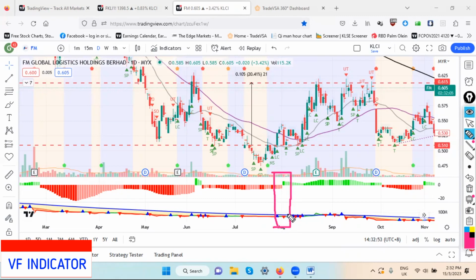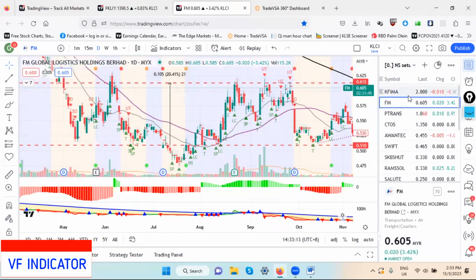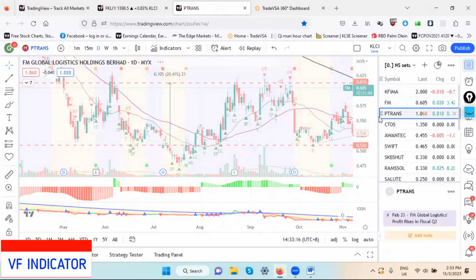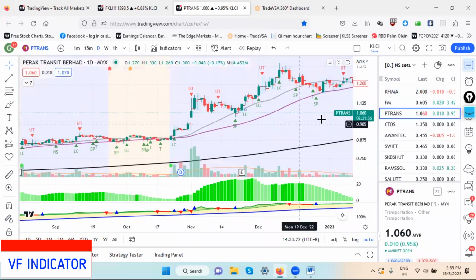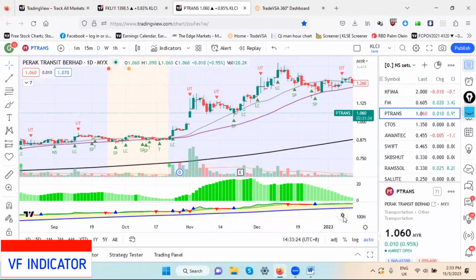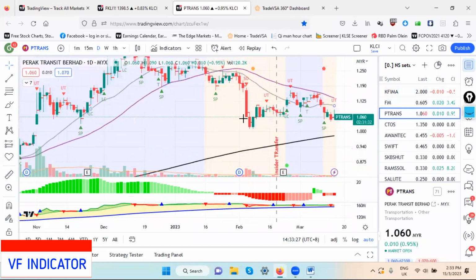This one is also not really turned green, but at least for the VF, you need to wait until the wave is coming in. Then you can let the profit run continuously until the wave is finished. So this is one example. Let me show you another one. This is a live example of a Perak Transit. I go to the latest one.